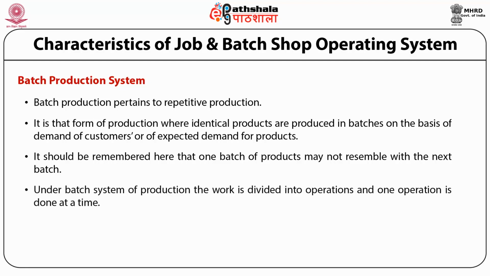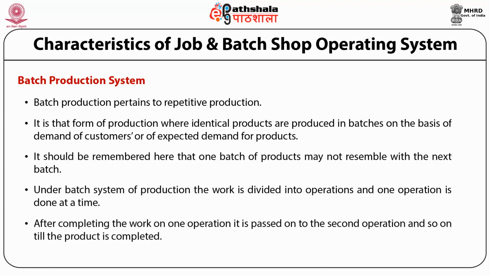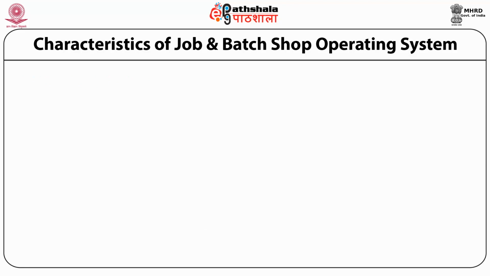Under the batch system of production, the work is divided into operations and one operation is done at a time. After completing the work on one operation, it is passed on to the second operation and so on till the product is complete. Example of batch production system.